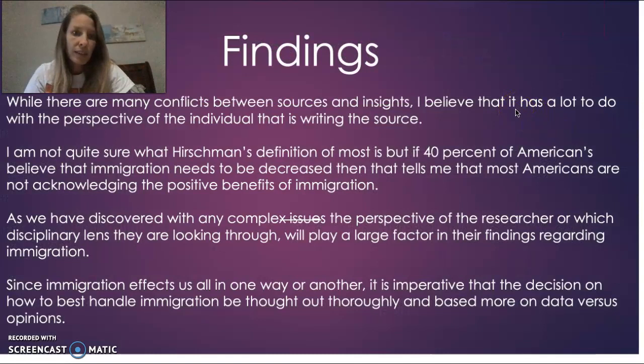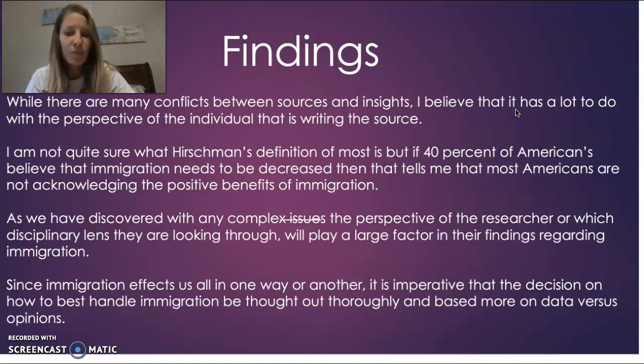These are some findings that I was just able to find, and they stood out to me while I was conducting my research. While there are many conflicts between sources and insights, I believe it has a lot to do with the perspective of the individual writing the source. You might wonder who Hirschman is, but he is the author of one of the journals that I read regarding immigration and economics.